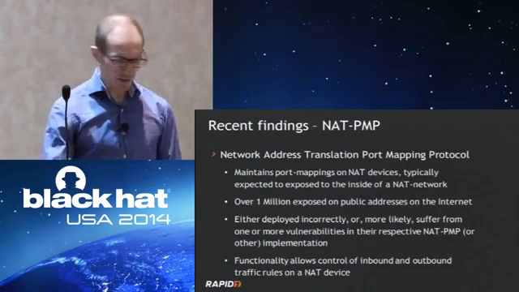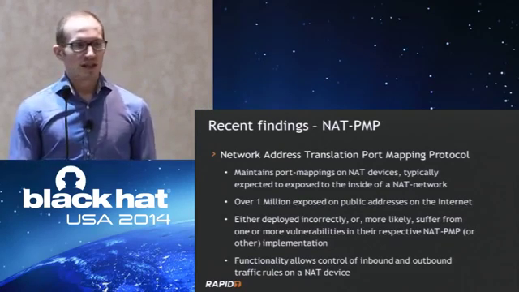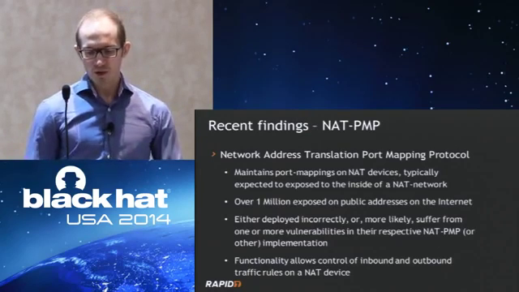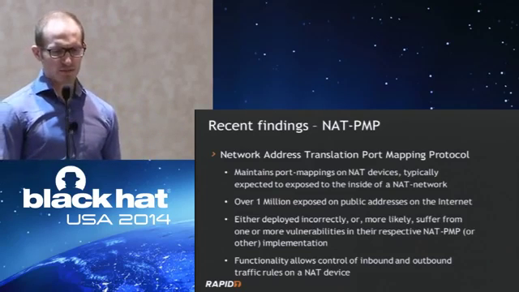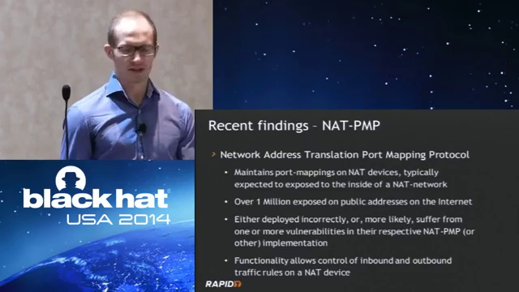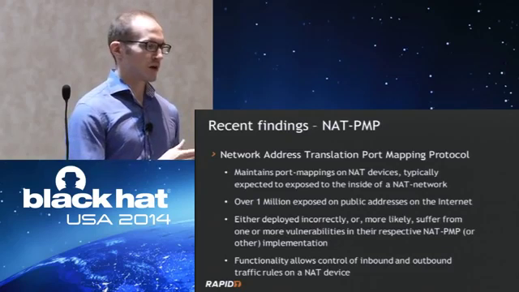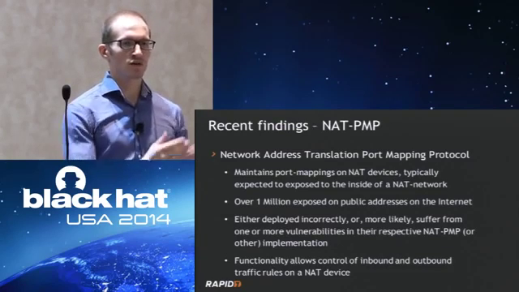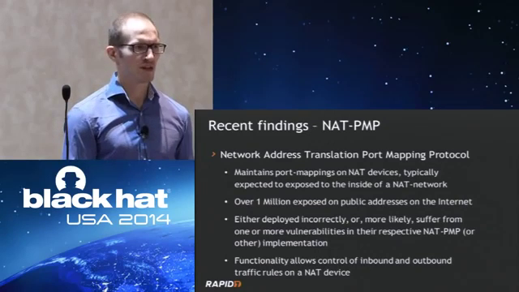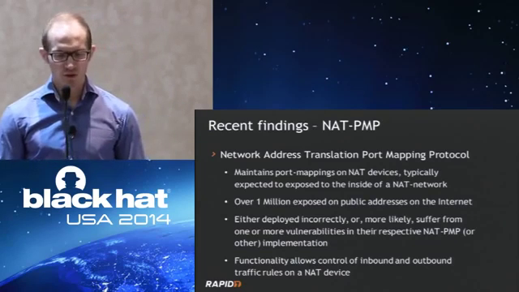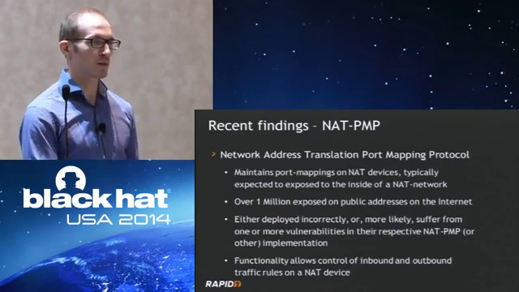All right, let's continue a little bit into the recent findings because I got to be fast today. So recently, one of our guys, John Hart, looked at network address translation port mapping, which is called NAT-PMP. It's a protocol that maintains port mappings on NAT devices. So typically used to enable certain software or devices to talk to others on the internet, mapping ports from the outside back. I think this was used for voice over IP or Skype, some other protocols. And over 1 million devices expose this service on public addresses on the internet.